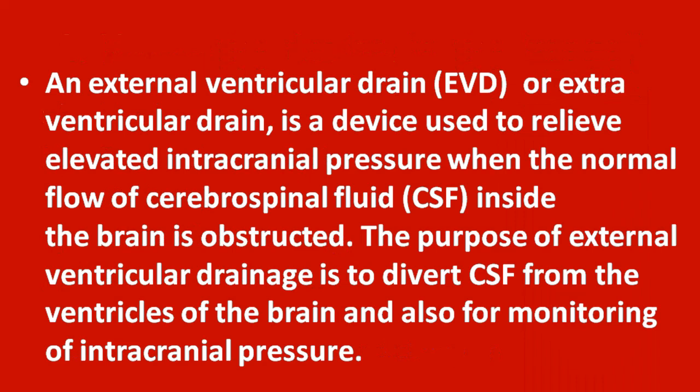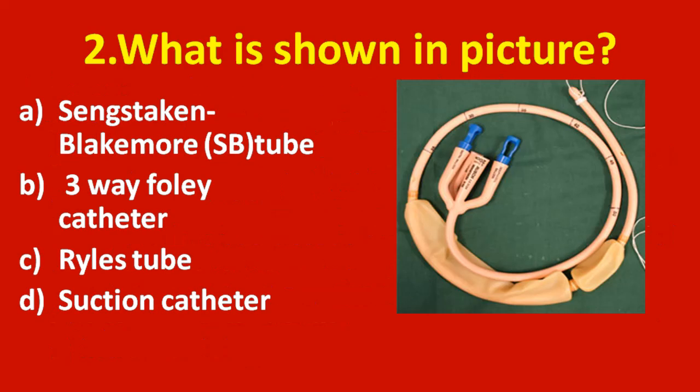An external ventricular drain or extraventricular drain is a device used to relieve elevated intracranial pressure when the normal flow of cerebrospinal fluid (CSF) inside the brain is obstructed. The purpose of external ventricular drainage is to divert CSF from the ventricle of the brain and also for monitoring of intracranial pressure. Second question is, what is shown in the picture?